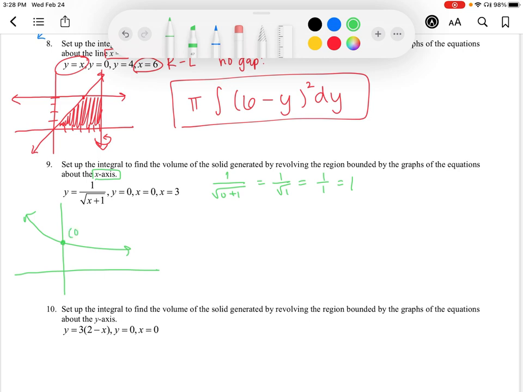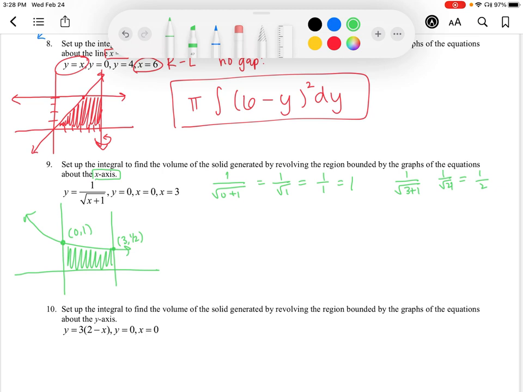So I know this point is 0, 1. Then I've got y equals 0, x equals 0, so those are my axes, and then I'm going over here to 3. So I'm looking at this area right here, and if I plug in 3, I'm going to have 1 over the square root of 3 plus 1, so 1 over the square root of 4, which is 2, so 1/2. So I know this point right here is going to be 3, 1/2.